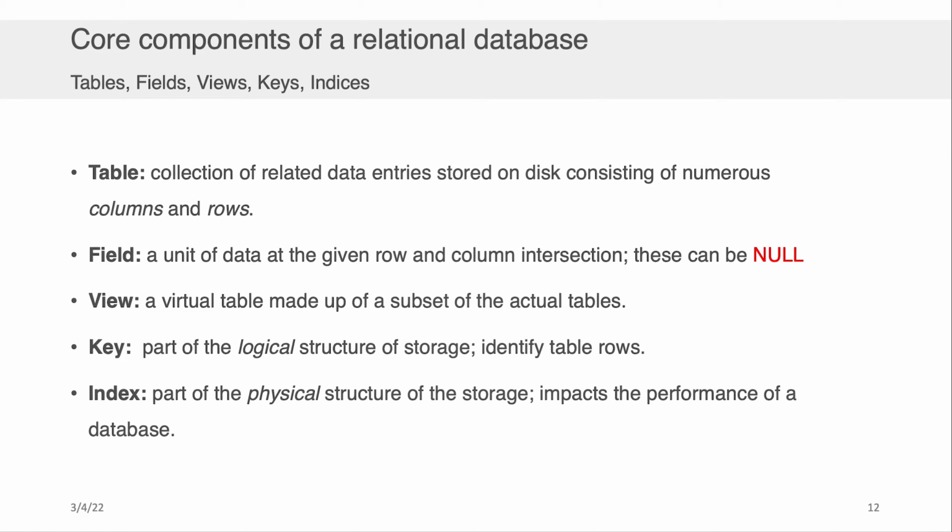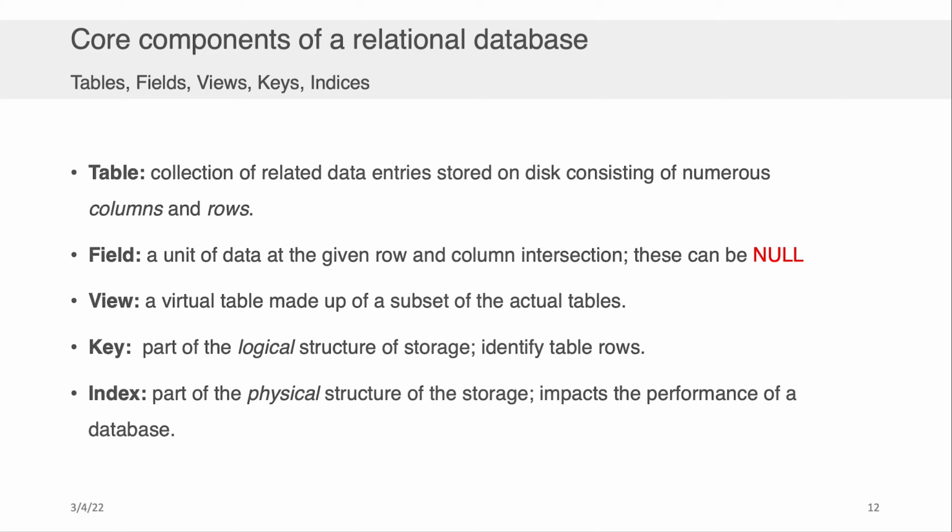The second of these is a field. When you go to a given cross-section, where a given row and column intersect, that is a field. Those fields could have a value that's governed by some type, or they could be null. The third thing is a view. This is a virtual table. It's not stored on your disk per se. It's a virtual table that's constructed ad hoc and on the fly using a subset of other actual tables that are stored on disk.